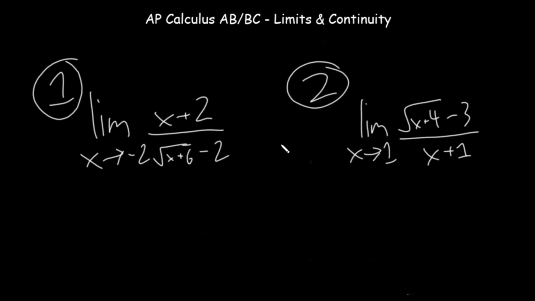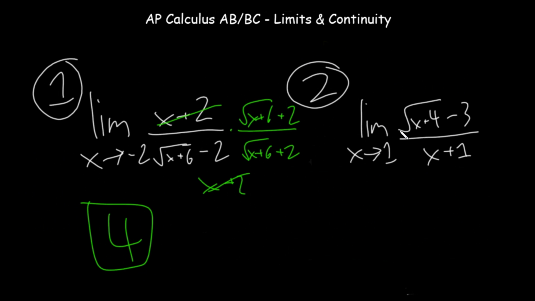So for this problem, pretty simple. If you plug in -2 immediately, it's not going to work, and neither will my pen. But if you multiply them out by their conjugates, on the denominator you get x plus 6 minus 4, which ends up as x plus 2. These two cancel out, and you're left with the conjugate itself. Plug in -2: -2 plus 6 is 4, square root of 4 is 2, plus 2 is 4.